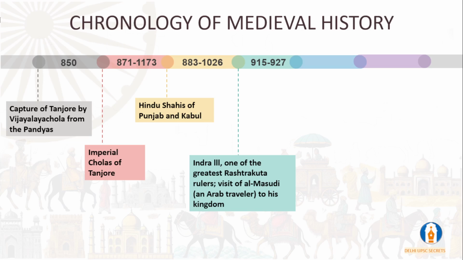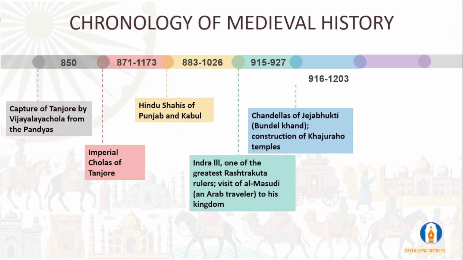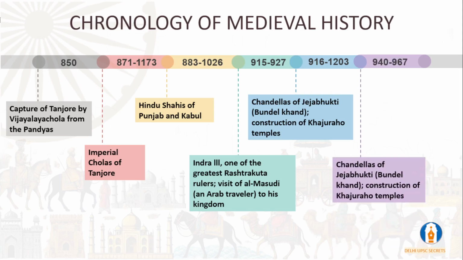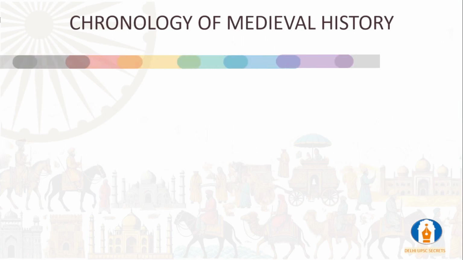Then moving forward, 915 to 927 AD is a period when Indra III, one of the greatest rulers of the Rashtrakutas, was ruling, and we see the visit of Al Masudi, an Arab traveler, to his kingdom. 916 to 1203 is a period when the Chandelas of Bundelkhand were rising, and it was marked by the construction of the famous Khajuraho temples. Between 940 and 967 AD, the Chandelas of Bundelkhand started constructing the Khajuraho temple.